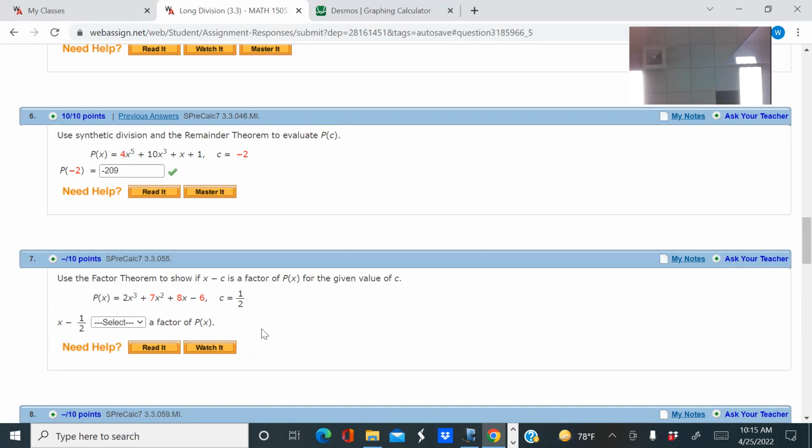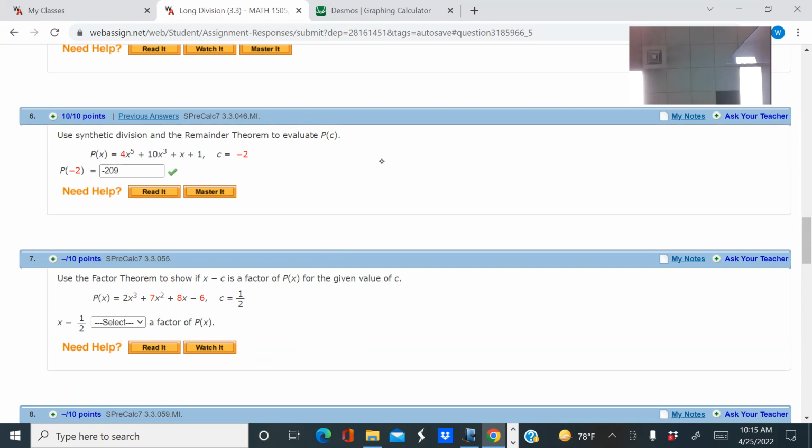Now let's look at problem number 7, where it seems to ask a different question. All right. But it's really the same question. Okay. It's just disguised in a different form. So it says use the factor theorem to show that x minus 1/2, because the c here is 1/2. Use the factor theorem to show that x minus 1/2 is a factor of p of x.